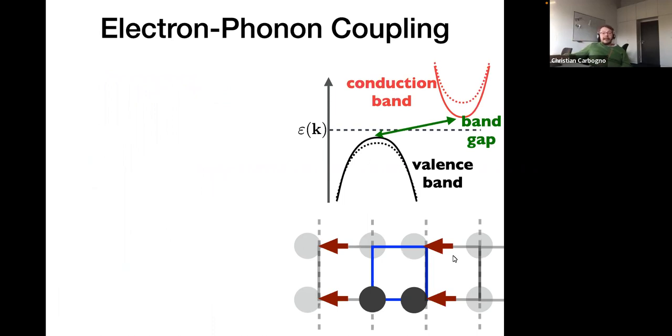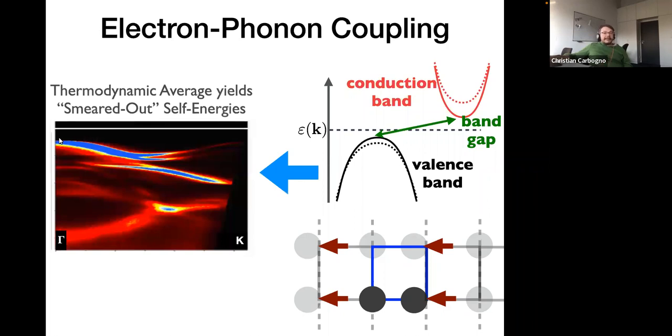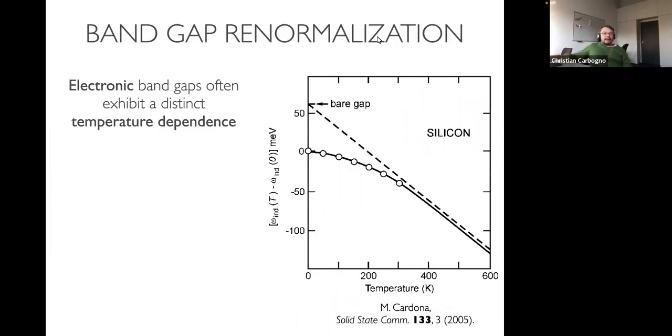And if you average that, not for just one particular displacement, but overall as it happens in thermodynamic equilibrium, you end up with this smeared out, not particularly sharp self-energy. So this band structure where you still see the trends that there are some bands to some extent, but obviously see also that on average, they oscillate around a certain average value. And one effect of that that is particularly famous is the band gap renormalization.